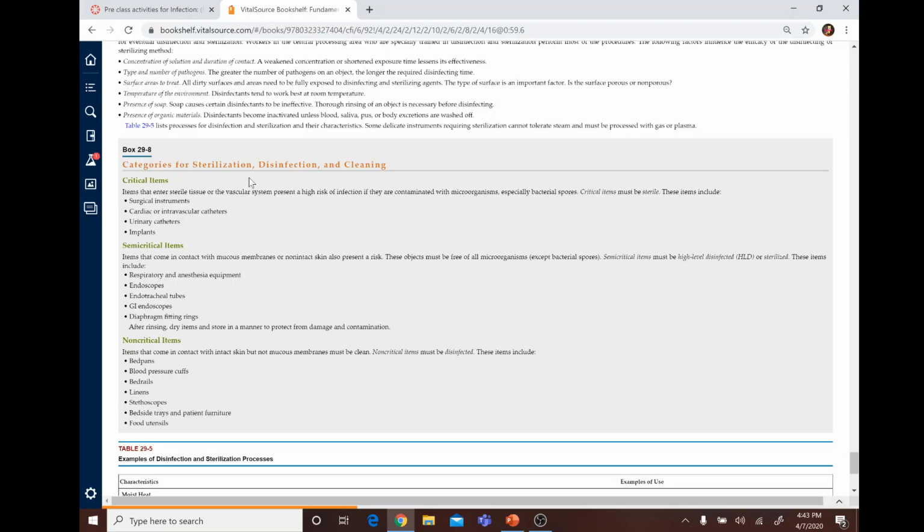So, what do we know about critical items? They're items that enter sterile tissue or the vascular system, presenting a high risk of infection if they're contaminated with microorganisms, especially bacteria or spores. Critical items must be sterile. What are some examples of critical items? Surgical instruments, cardiac or IV catheters, urinary catheters, and implants. What do we know about semi-critical items?